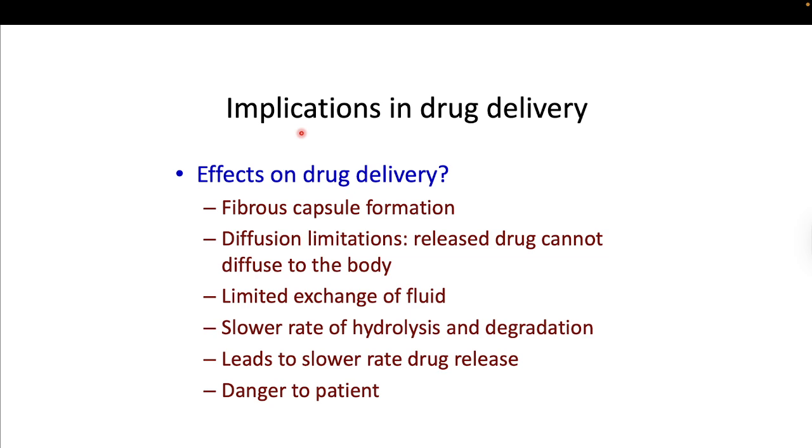A fibrous capsule forms over the drug delivery system, over the implant, and then this could lead to diffusion limitations, right? You have already formulated your drug delivery system to have a certain release rate of your drug. Now if you have a layer on top of it, it is going to create problems, because the released drug may not be able to diffuse into the body because of this fibrous capsule forming over it.